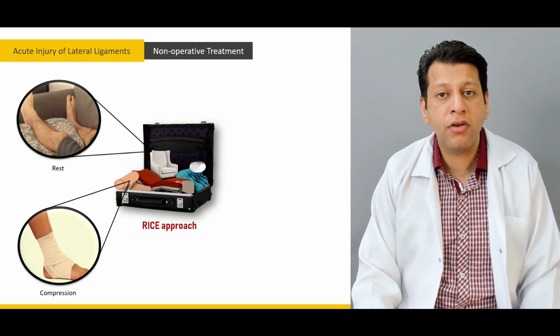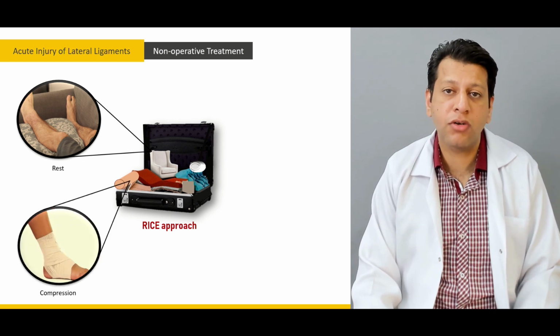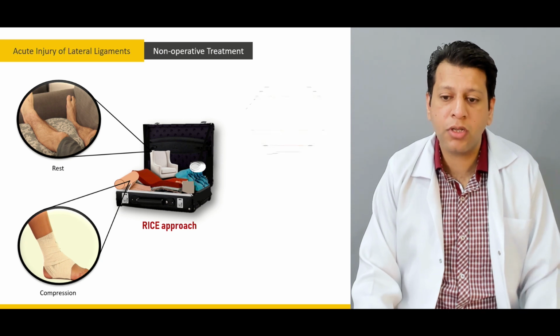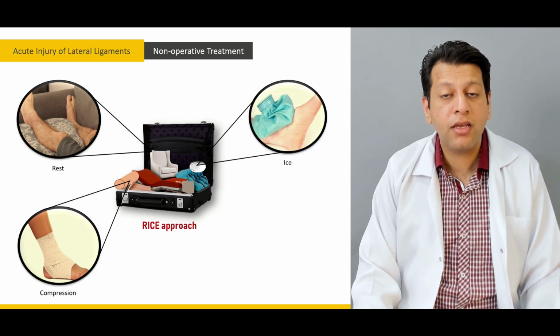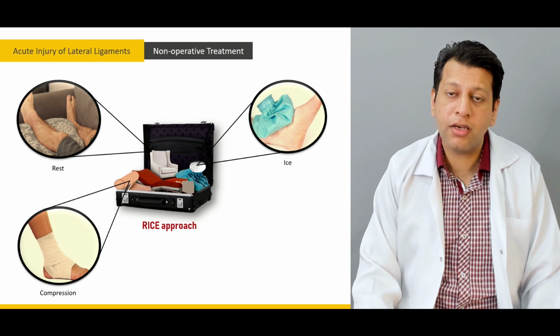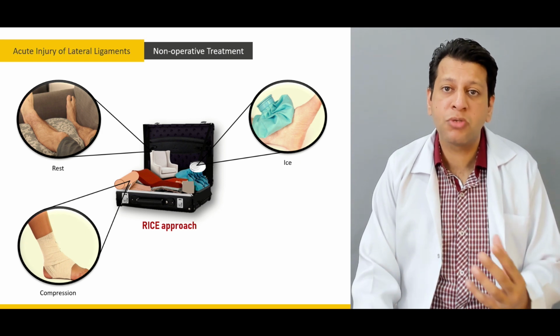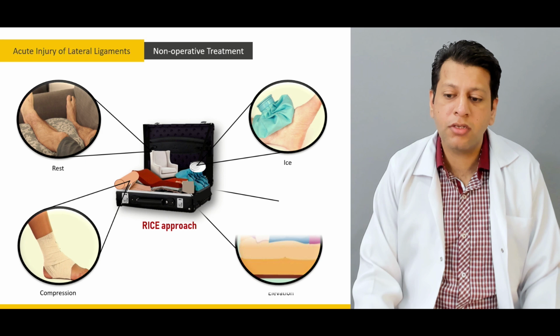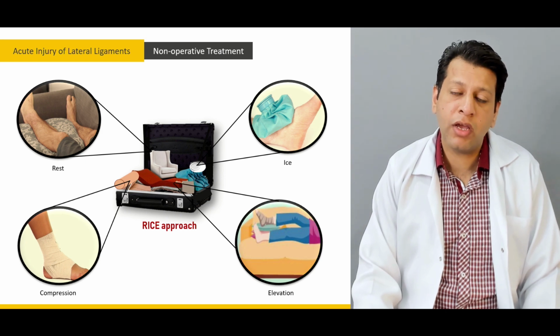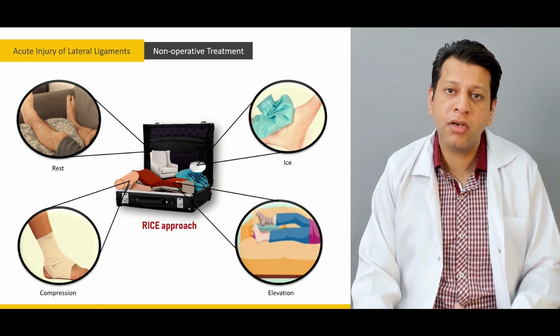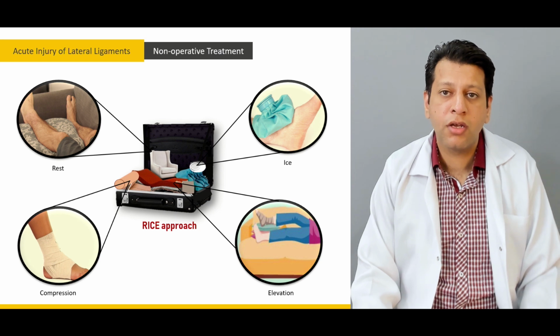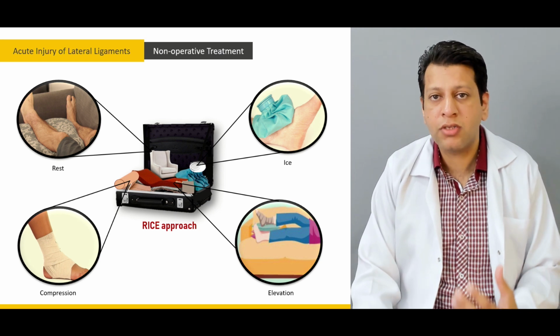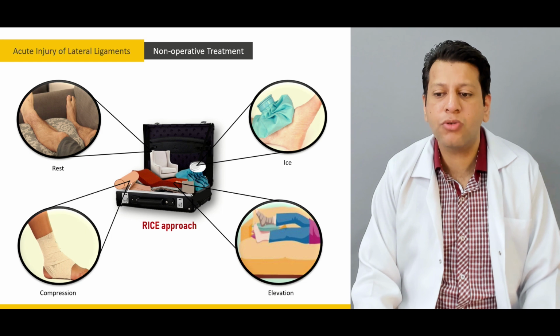Then there is compression in the form of crepe bandage, or it could be in the form of some other materials as well. Then ice packing to reduce the swelling and the edema, as well as the pain which this patient is experiencing, as well as elevation. Now, elevation would not only reduce edema, it would also reduce pain, so it would result in better circulation towards the ankle joint.